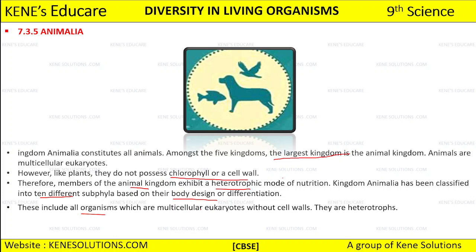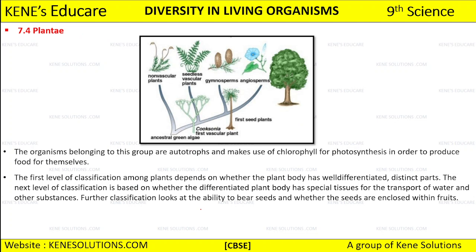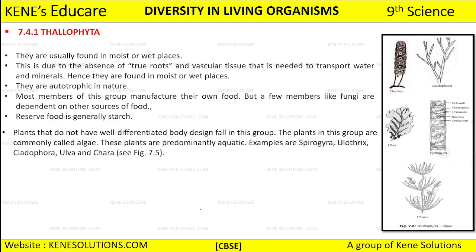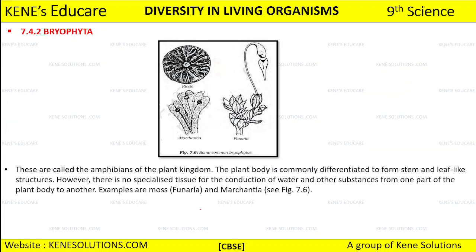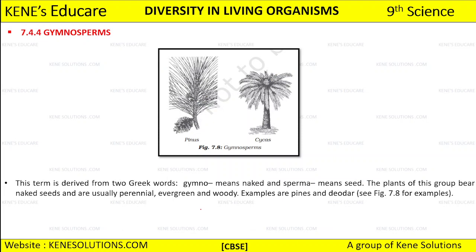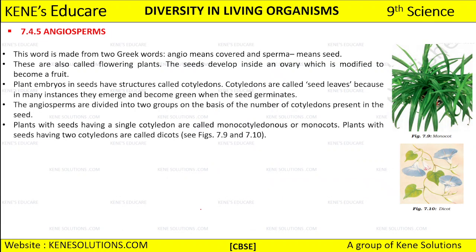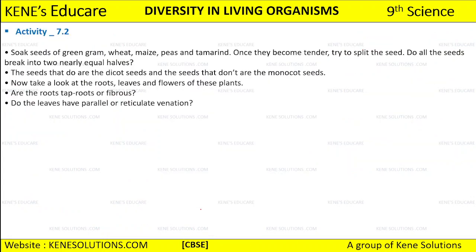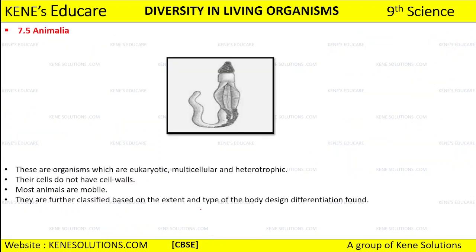Okay, so I hope you are clear with kingdom fungi, kingdom Plantae, and kingdom Animalia. Now in the next class we are going to start with the 5 divisions of kingdom Plantae: thallophyta, bryophyta, pteridophyta, then gymnosperms and angiosperms. These are the 5 different divisions of kingdom Plantae, which includes all the plants that exist. After that we are going to discuss kingdom Animalia, where we have 10 different phyla to discuss.